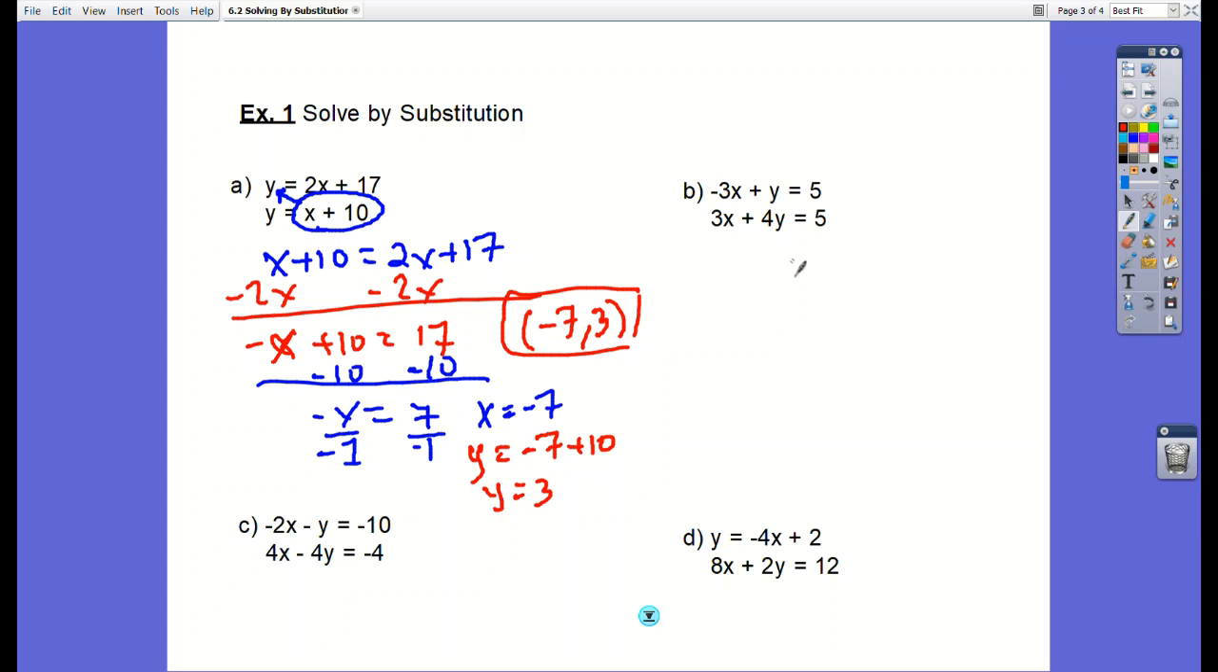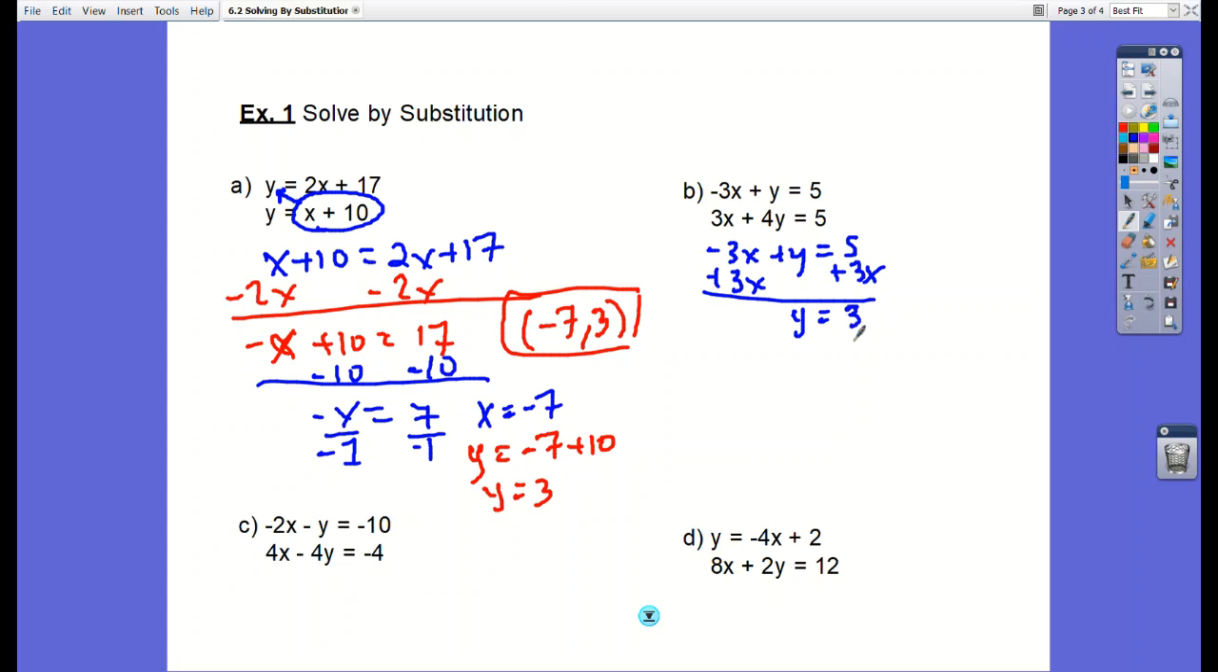Which variable do you guys want to solve for? So who wants to solve for the first x? Nobody. First y. Alright, unanimous there. So let's do that. We will add the 3x to both sides. So negative 3x plus y is 5. Add 3x over.